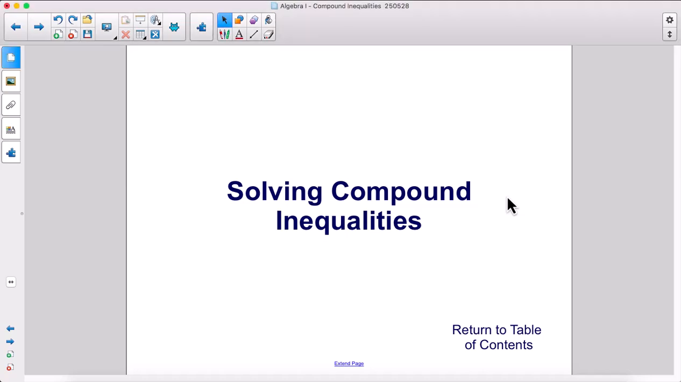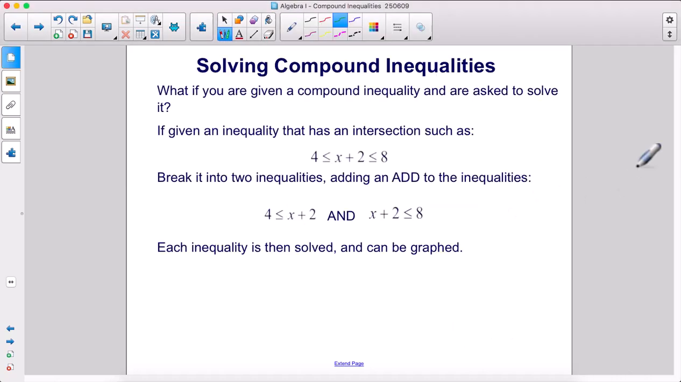Solving compound inequalities. What if you're given a compound inequality and are asked to solve it? If given an inequality that has an intersection, such as 4 is less than or equal to x plus 2, which is less than or equal to 8, break it into two inequalities and add "and" to the inequalities. So 4 is less than or equal to x plus 2, and x plus 2 is less than or equal to 8. Each inequality is then solved and can be graphed.